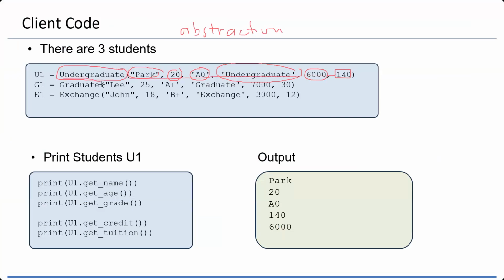We have the class graduate, and we declare the information based on the class. And we have the class exchange. We have the data based on each of the classes. So we use the abstraction to create each of the objects. And all the data will be in the superclass. All the data or the attributes are in the superclass.